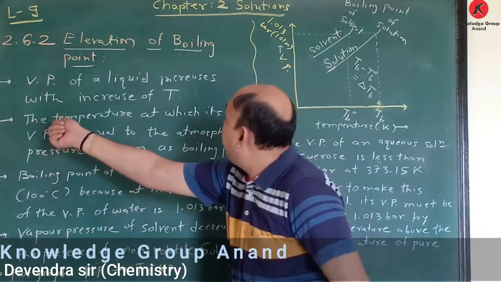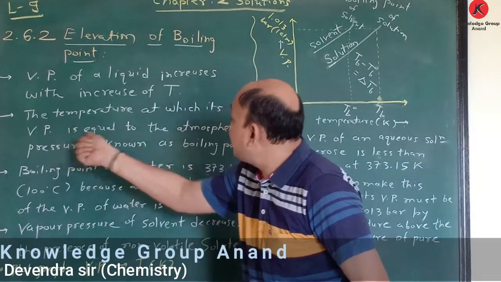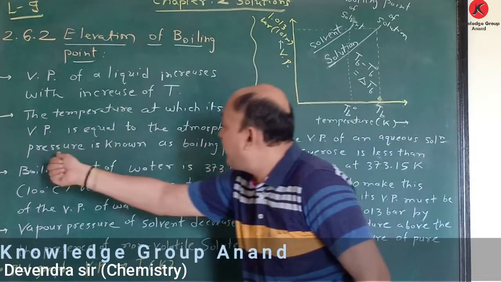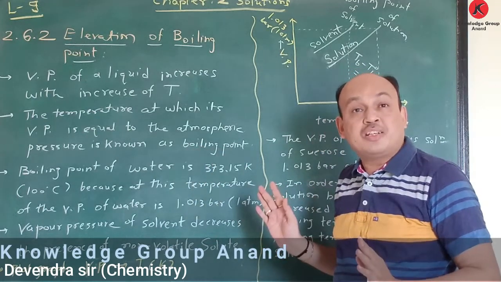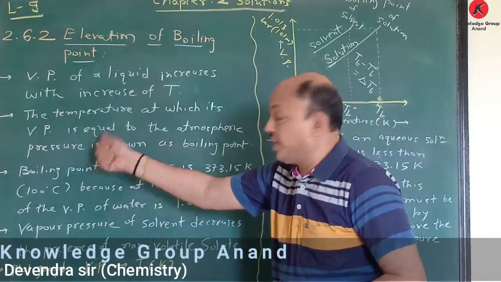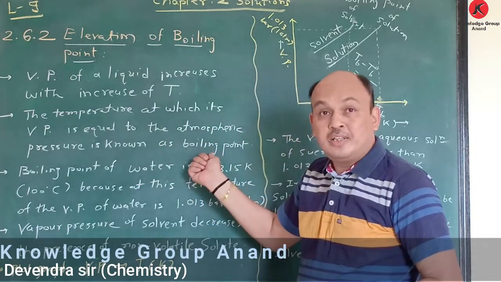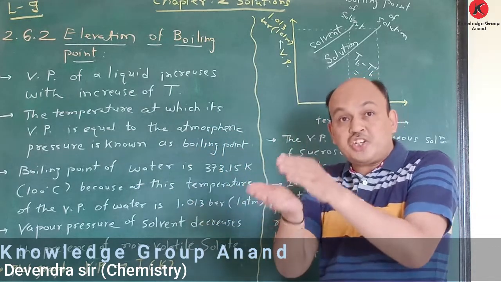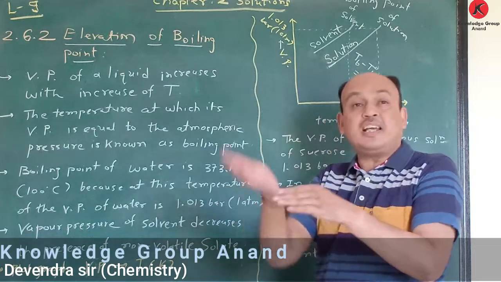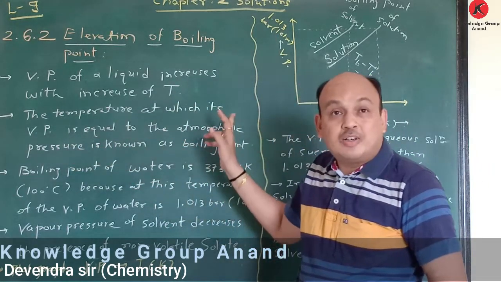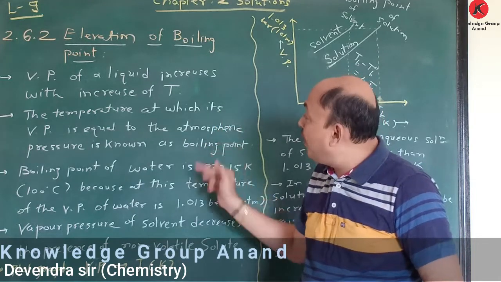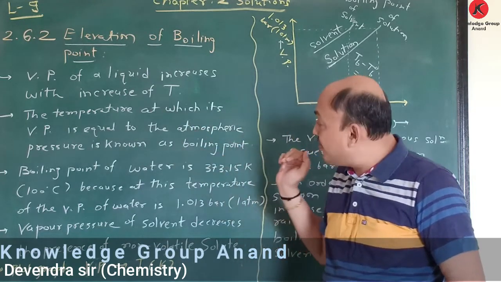So the temperature at which its vapor pressure is equal to the atmospheric pressure is known as the boiling point. It's a very simple definition. Is it clear? Here you consider vapor pressure. Whatever the pressure of the solution is, when its vapor pressure becomes equal to the atmospheric pressure, at that time it is considered as the boiling point.